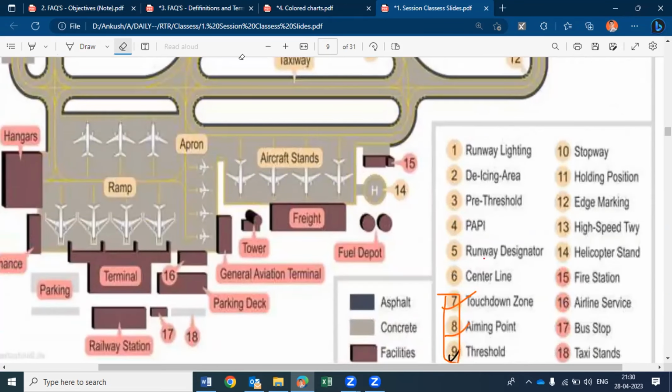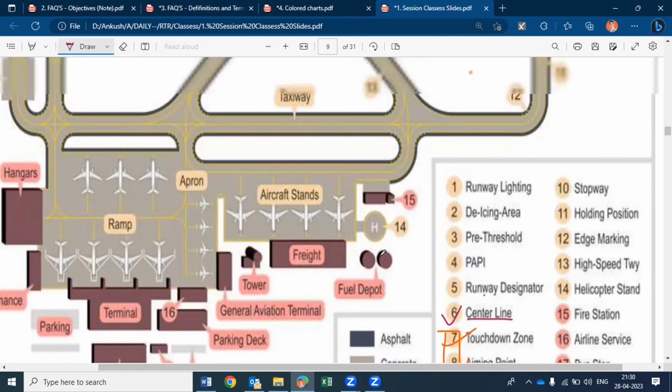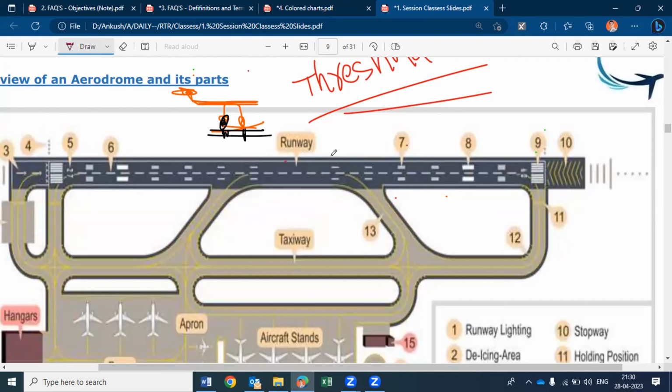Yes, sir. Done. The new thing for you now is the center line. Very simple, nothing to worry about. This is the runway center line, the middle part of a runway, the middle intersection of a runway. This is the runway center line.